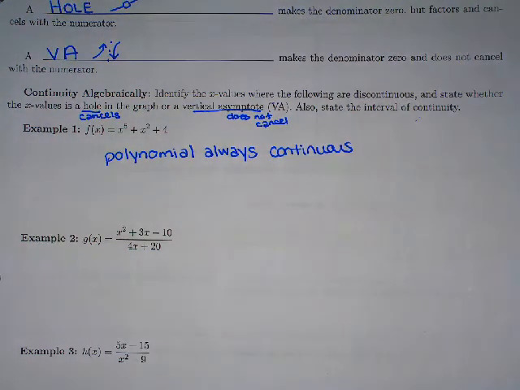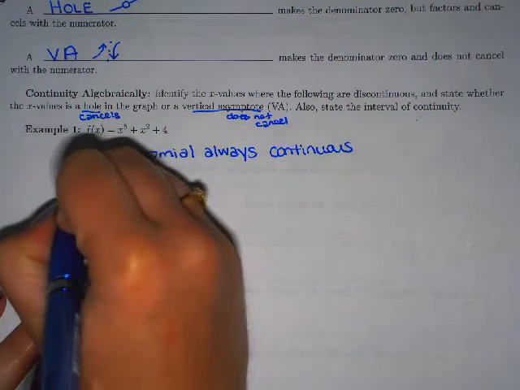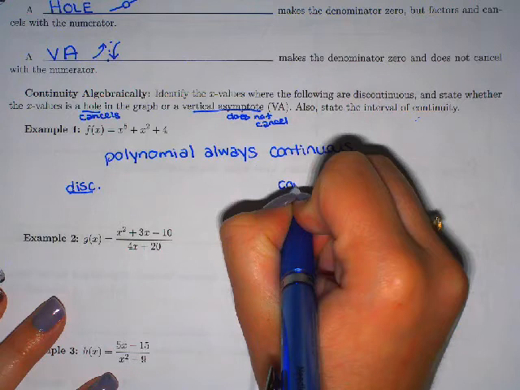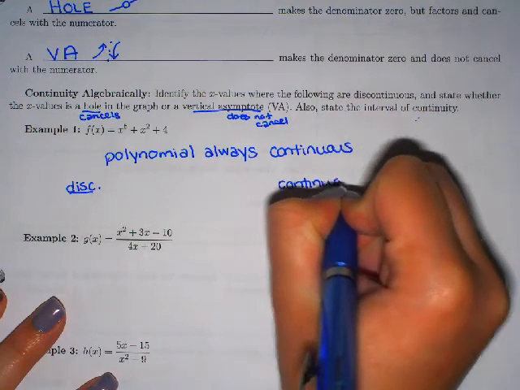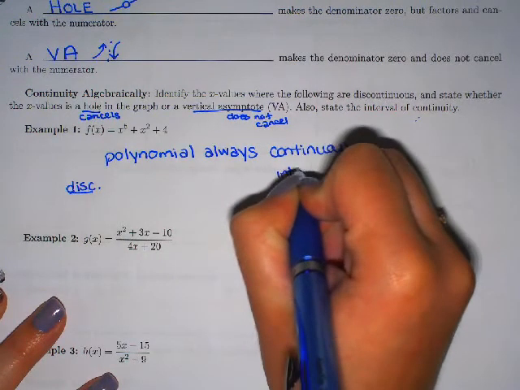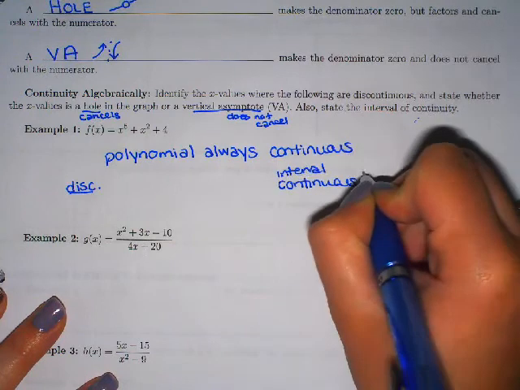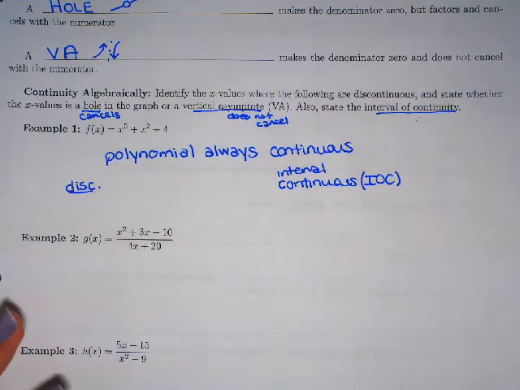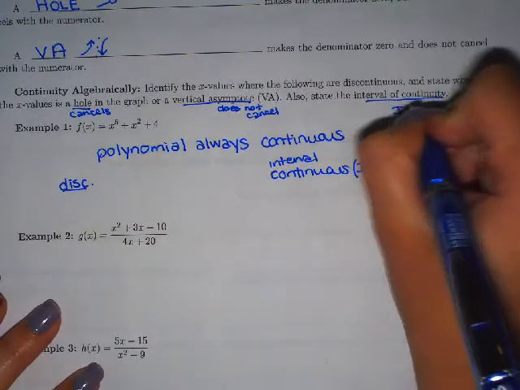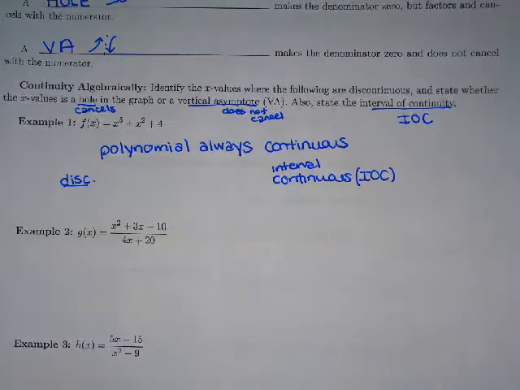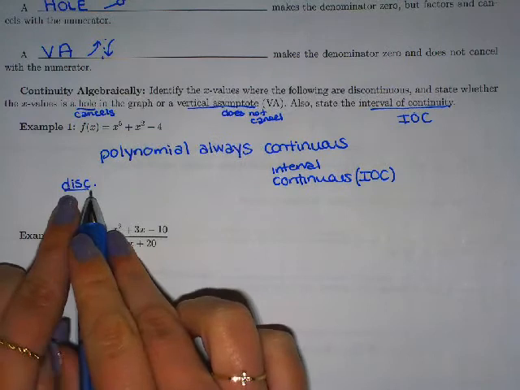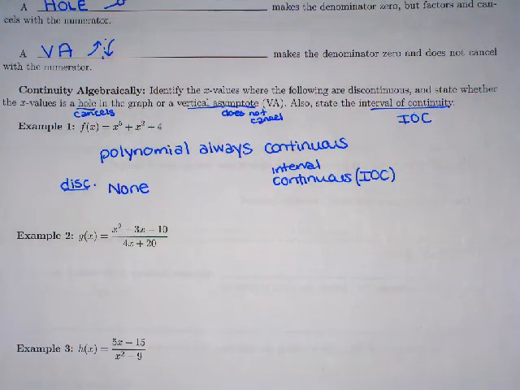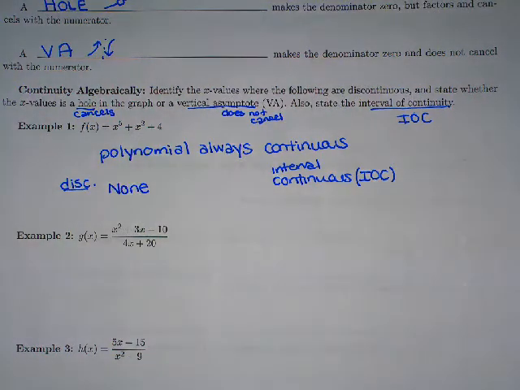So now WebAssign would ask two possible things about this. It would say state where it's discontinuous or state where it's continuous. That interval where it's continuous, the interval of continuity, can also be abbreviated IOC. Interval of continuity. IOC. So if it asks where it's discontinuous, you could type in none. There's no place where it's discontinuous. There's not going to be an x value that makes you divide by 0.